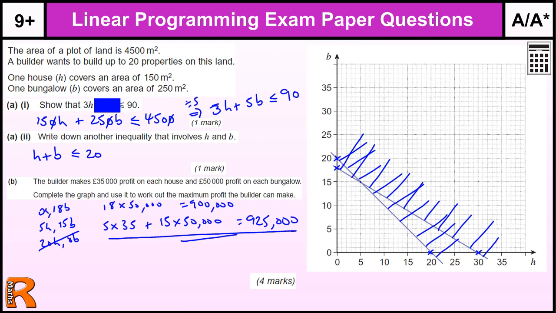You're going to get 1 mark for drawing each line with the correct region shaded in, and then you're going to get 1 mark for finding the profit of any of these 3 points, and then 1 mark for getting the best one.